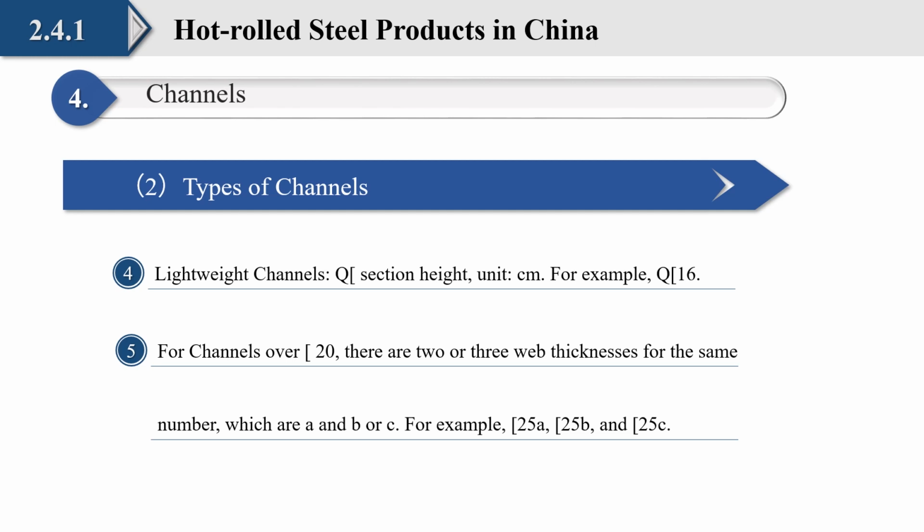For channels over channel 20, there are 2 or 3 web thicknesses for the same number, which are A, B, and C. For example, channel 25A, channel 25B, and channel 25C.